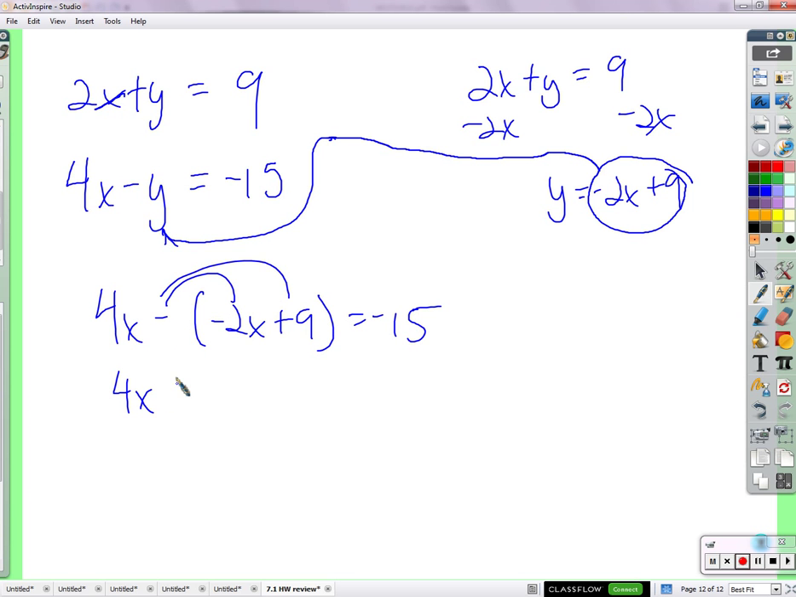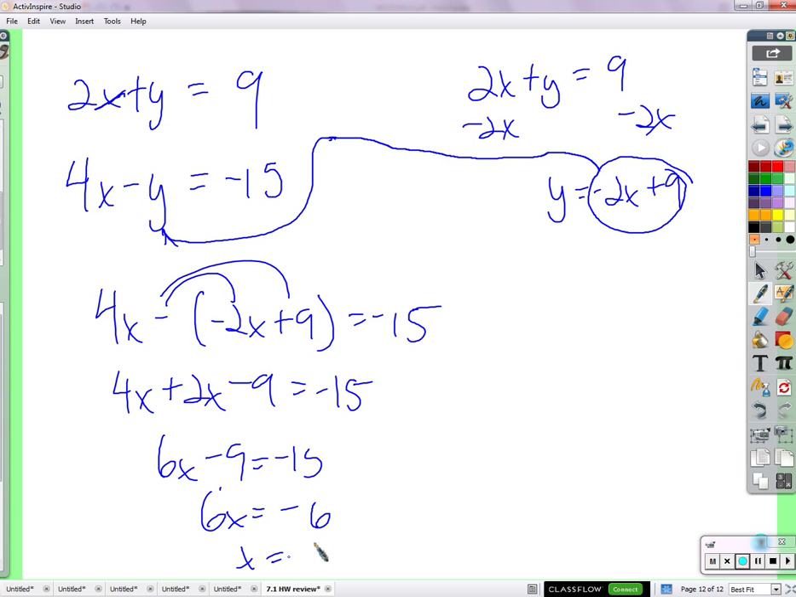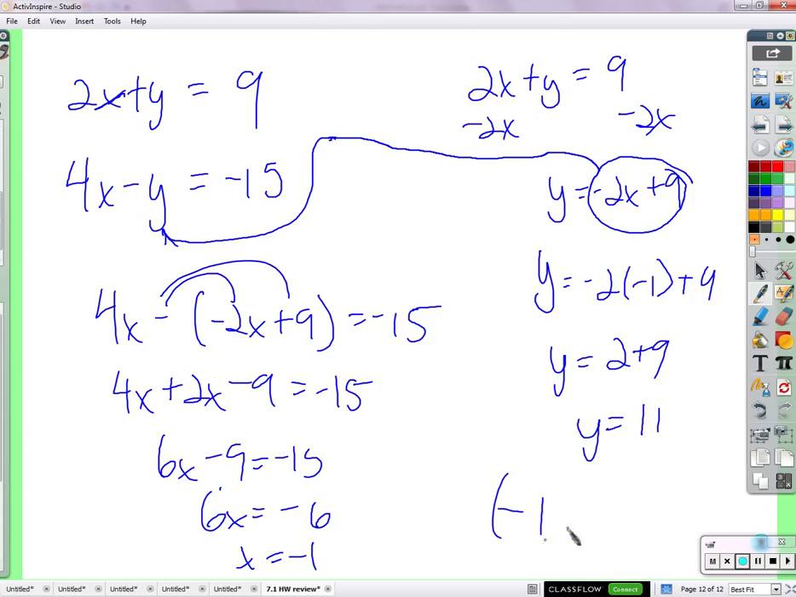Distribute this negative. We get plus 2x minus 9. 4x plus 2x, 6x minus 9 equals negative 15. Add 9, and 6x is equal to negative 6. Divide by 6 on both sides, x equals negative 1. And look at that, that's convenient, because y is equal to negative 2x plus 9. I just plug in the x that I found. Y equals negative 2 times negative 1 plus 9. Negative 2 times negative 1 is 2, plus 9. Y is 11. So the solution is negative 1, 11.